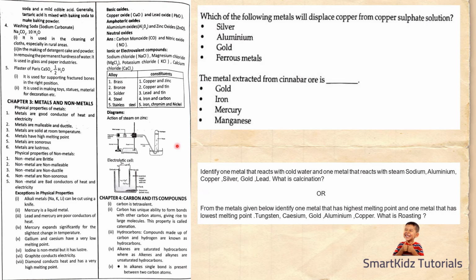So here we go again. This is the action of steam on zinc. The gas that we get is hydrogen, so do not forget about that.